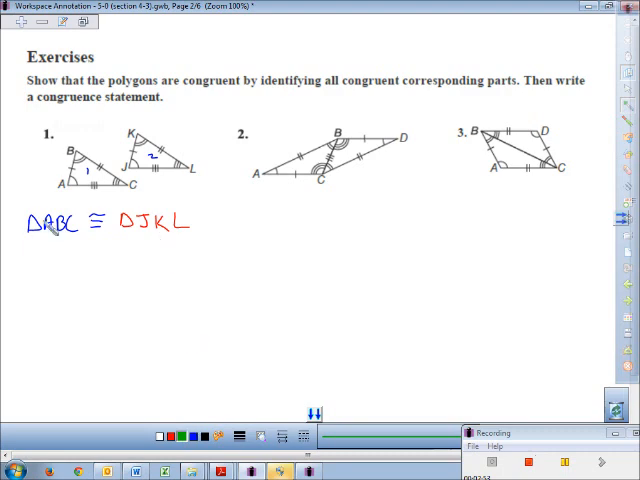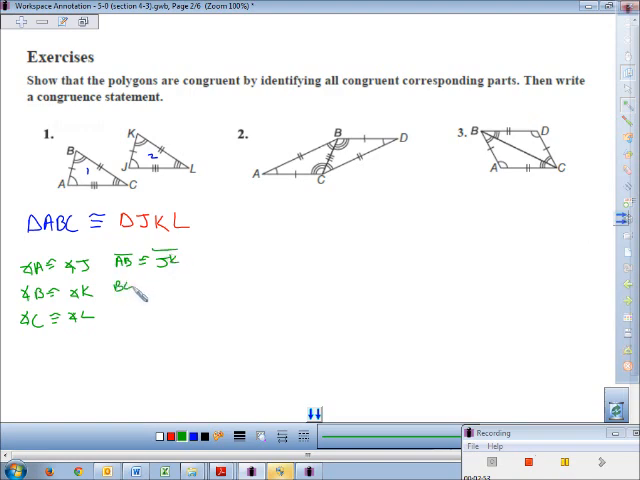Now let's list all corresponding parts. So angle A is congruent to angle J. Angle B is congruent to angle K. And angle C is congruent to angle L. Also the segments, segment AB is congruent to segment JK.